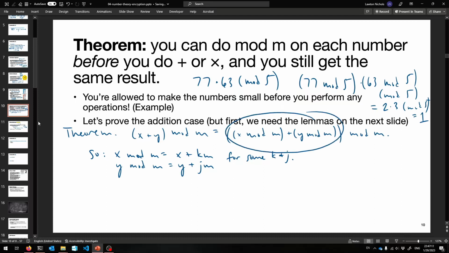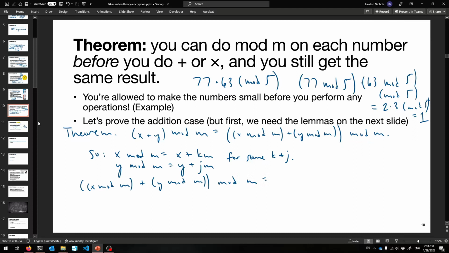And now let's take this side and unravel it using these facts that I know from the lemma. So x mod m plus y mod m, and then I'm doing mod m at the end of that, right? Mod m, that's equal to, well, let's replace this. X mod m is equal to x plus km, plus y plus jm, mod m. Can't forget that. So that's true.